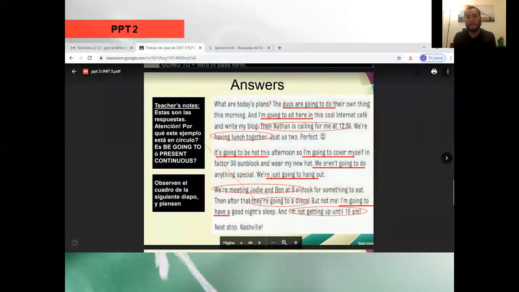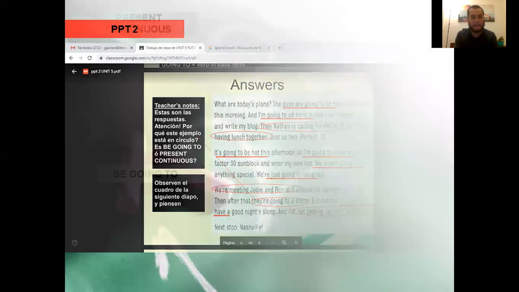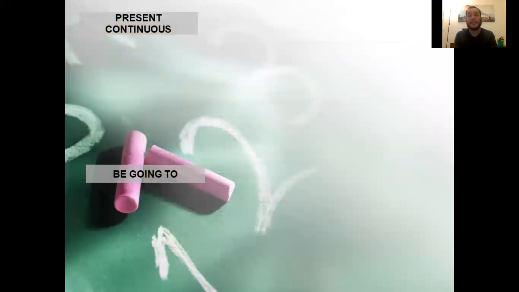Let's move on. PPT number 2 from the classroom platform. If you remember what you did, it was to analyze the differences between present continuous and be going to. We look at the text and we circle and we underline. If you did it, you shouldn't have problems with the next questions. Present continuous.